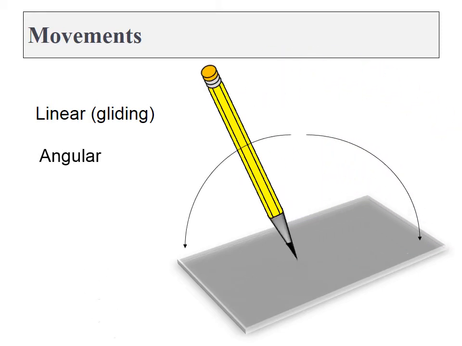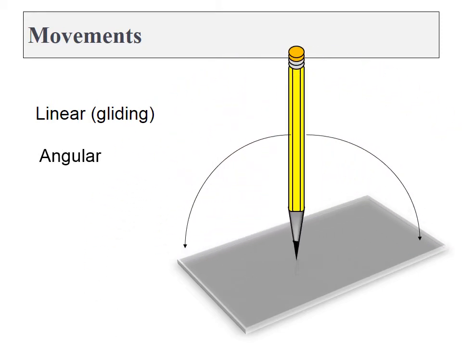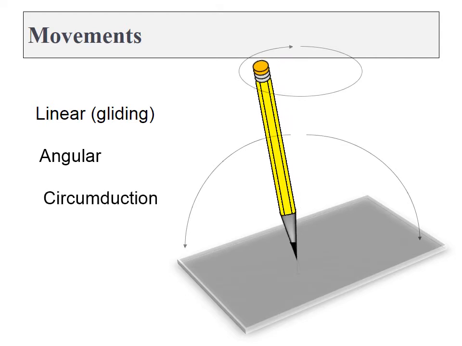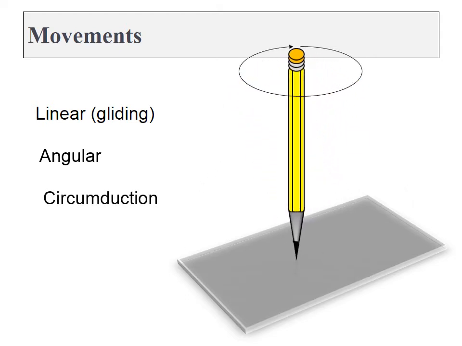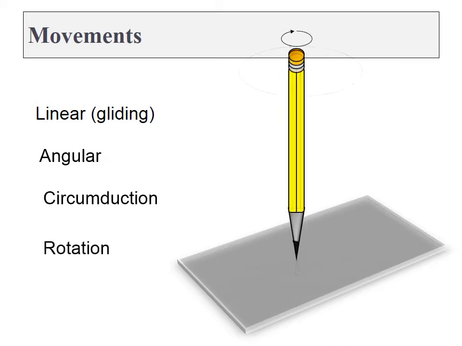Joints where there is angular motion are those where the angle of a joint changes as two bones move relative to one another. Joints that can circumduct are able to trace a circle, whereas those that can rotate do a similar motion only across a central axis.